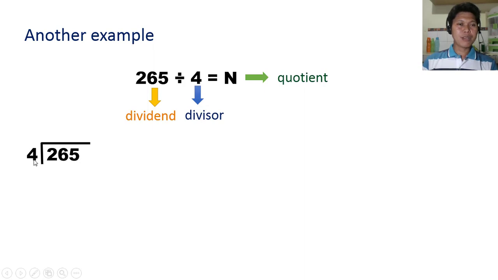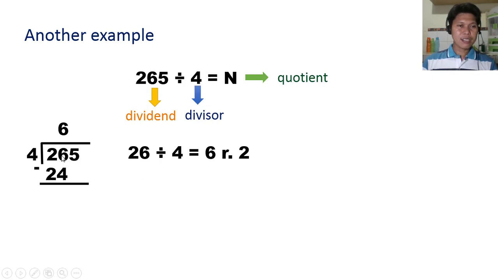26 divided by 4. Skip count ka lang. 4, 8, 12, 16, 20, 24, 28. Lagpas na. So, 24 lang tayo. So, hanggang 6 lang tayo. So, sulat natin na 6. Tapos, may remainder tayo na 2. 6 times 4 is 24. Tapos, subtract lang natin, 26 minus 24 is 2. Ayan, yung remainder natin.